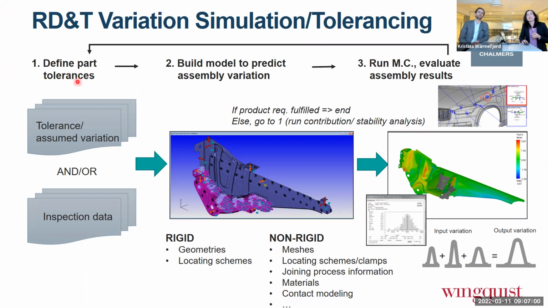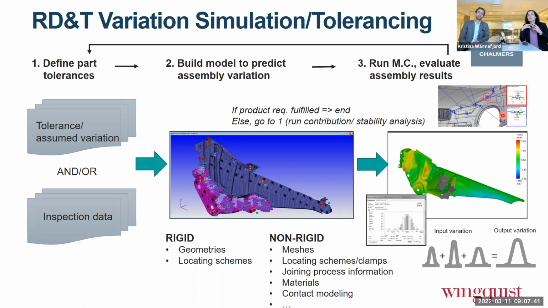So then we maybe need to go back. Maybe we can change something about the locating scheme. Maybe we can change joining sequences. Maybe we need to change the tolerances on part level as well. So there are some different alternatives, but this is an iterative process normally to find the right tolerances and the right design concept. And when it comes to this simulation model that we build, it can be assumed to be rigid, so the parts are not allowed to bend, or it can be non-rigid. And for a non-rigid simulation, we need to represent the part by meshes, finite element meshes.